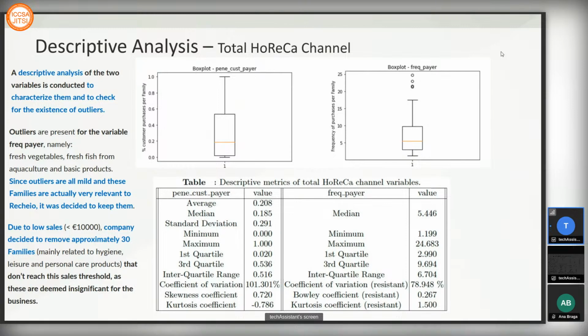For example, we can say that we have high variability because both coefficients of variation are high, and also, for example, here the median is about 5.5. It's the number of days between purchases, in mean terms, of the families.